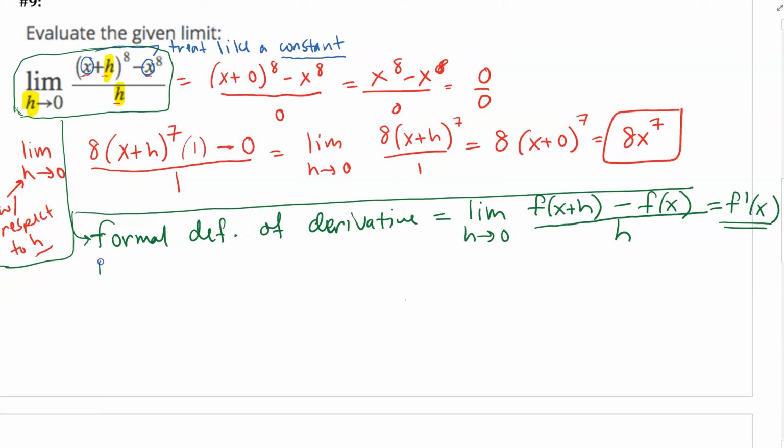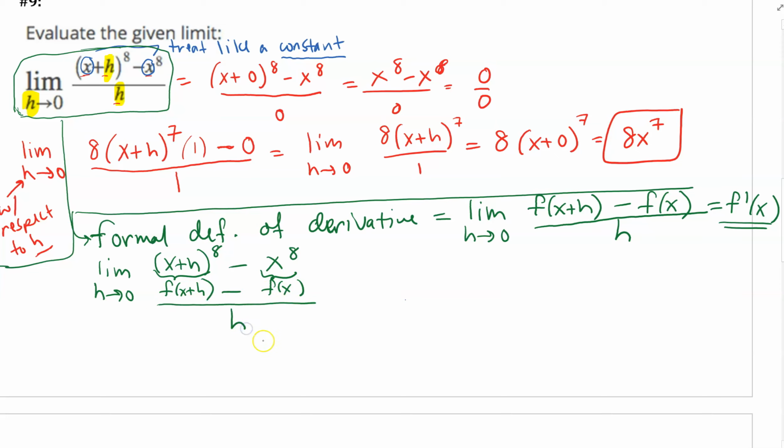So you might notice, maybe I'll compare them. They both start out with the limit as h goes to 0. And then I've got (x + h)^8. That is my f of x + h. And then I've got x^8. That is my f of x. Okay, so it's f of x + h minus f of x. And then it's all over h, just like the formal definition was. So it's the function evaluated at x + h minus the function evaluated at x, all over the change in x, which is h. So that means that this is the derivative of f, when f of x equals x^8, because that was the function in the f of x spot.